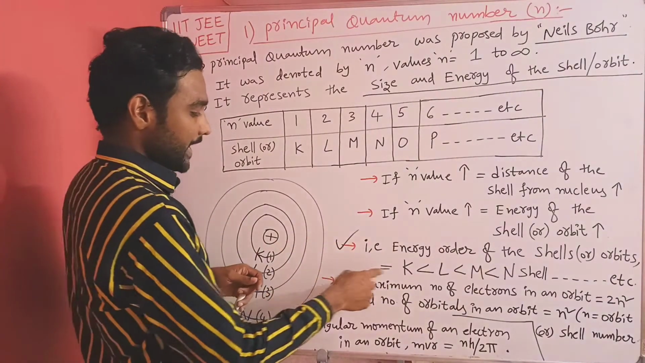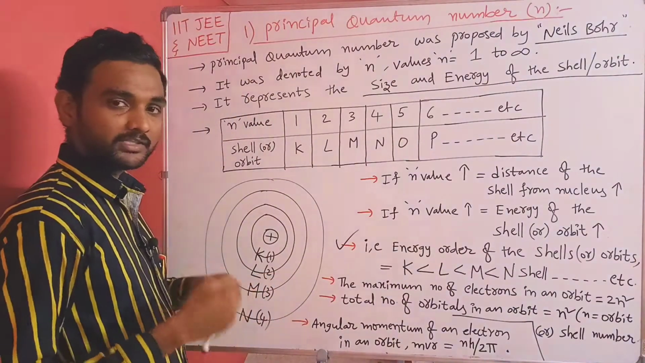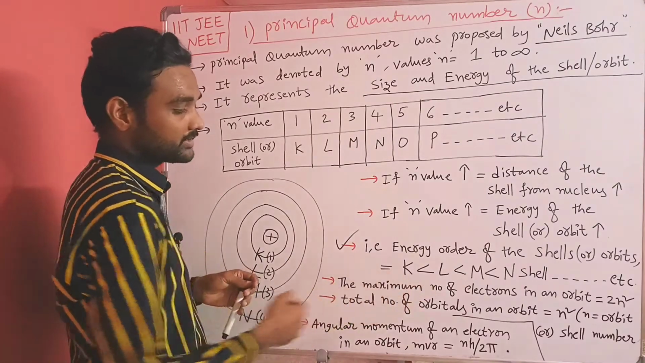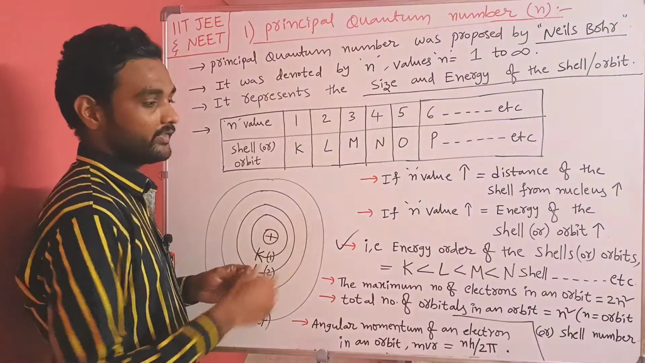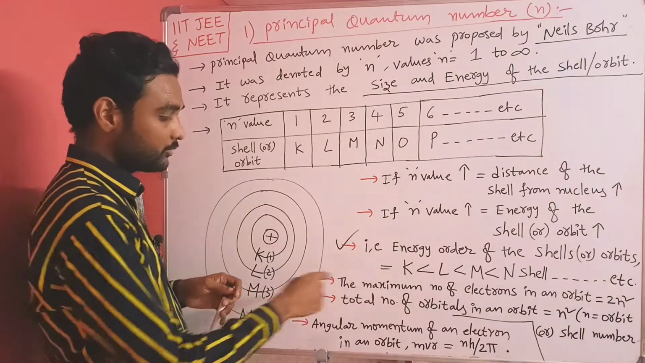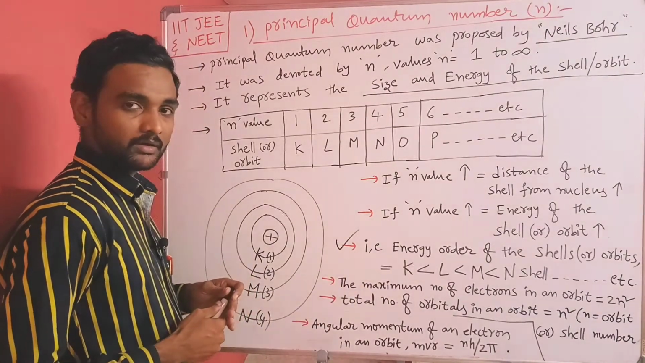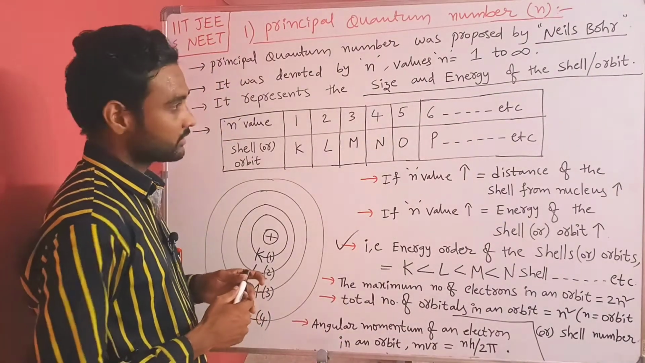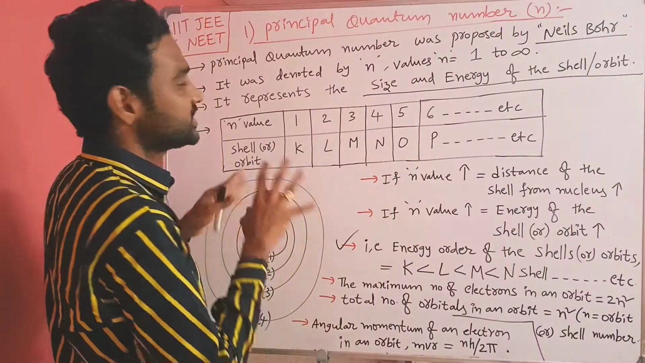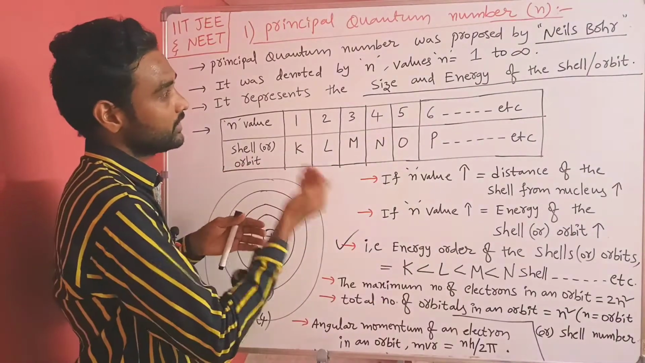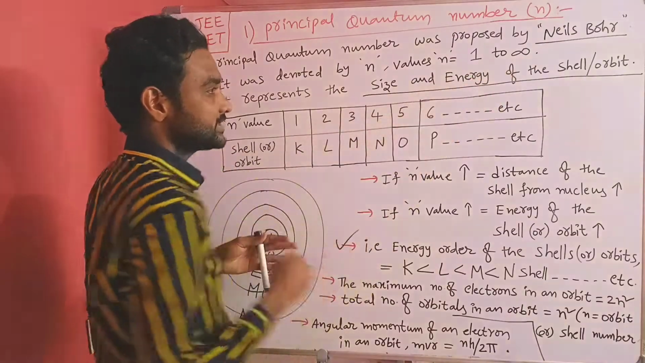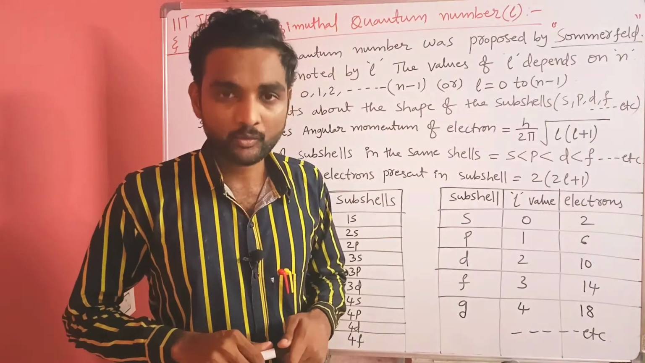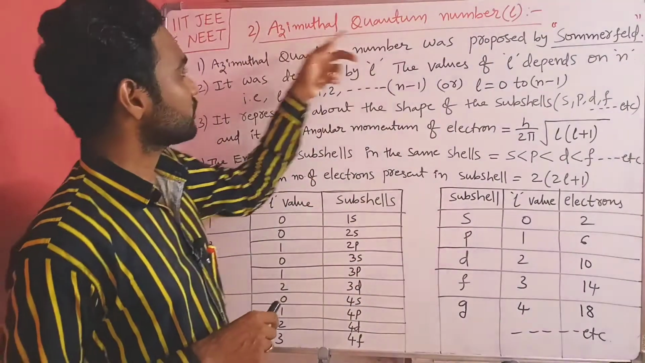Next, the maximum number of electrons in an orbit is given by the formula 2n square. Here n means orbit or shell number. Total number of orbitals in an atom is given by n square. Here n means orbit or shell number. Now angular momentum of an electron in an orbit is given by the formula mvr is equal to nh by 2 pi. Okay, this is simply about principal quantum number. Principal quantum number will give information about size and energy of the shell or orbit. Have you understood?